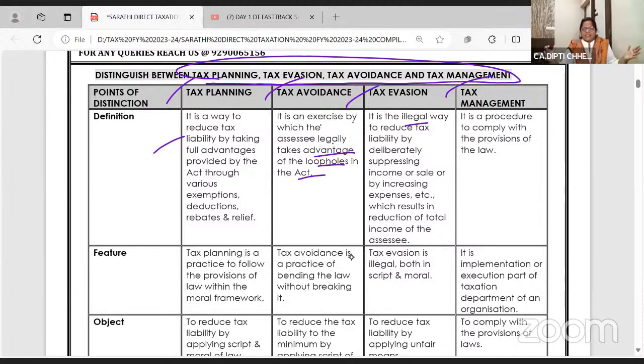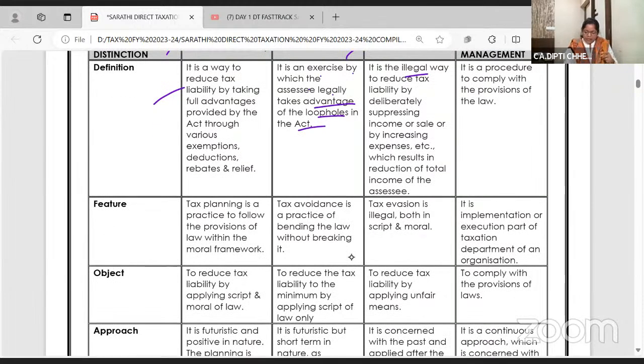Tax management is nothing but compliance. Paying your advance tax installments, filing your monthly TDS and TCS returns, yearly returns. So that's how you distinguish between the four.